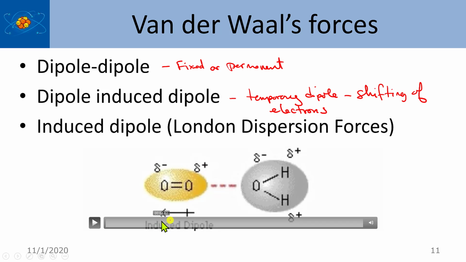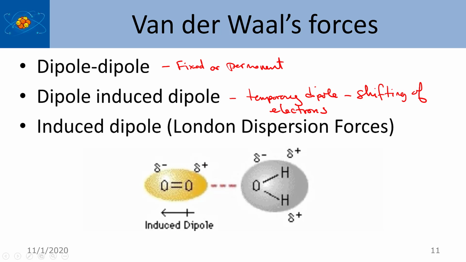So you can see the shifting of the electrons in the oxygen molecule. Even though it's nonpolar and doesn't have a dipole on its own, it can be induced to have a dipole when the negative end of a water molecule comes next to it. That creates the dipole, which causes oxygen, right, O2, to be slightly attracted to the water molecule.